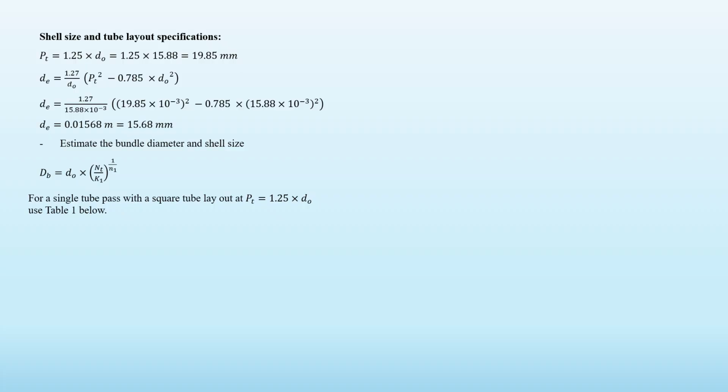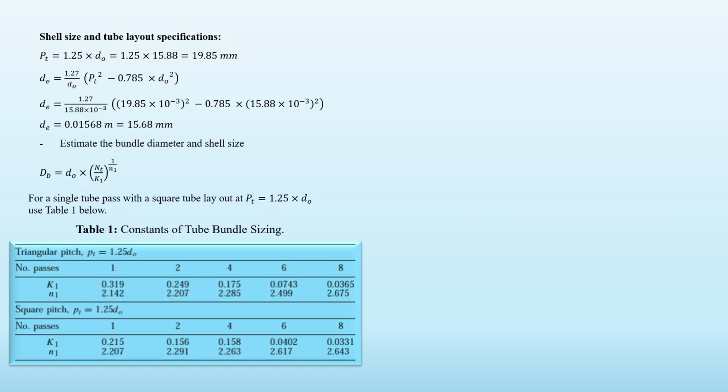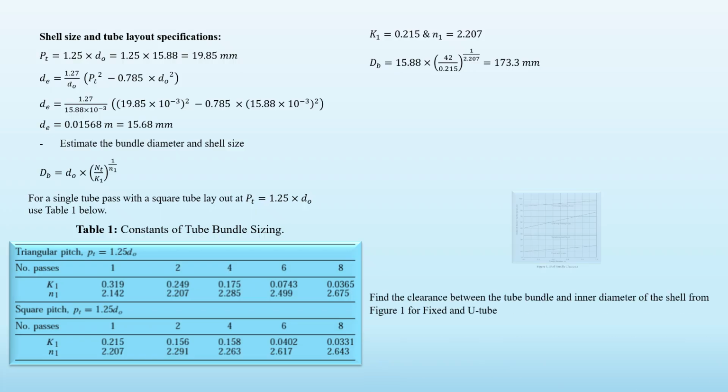For a single tube pass with a square tube layout, we may use this table number 1, which gives K1 equal 0.25 and N1 equal to 2.207. If we substitute the values in the equation of bundle diameter, we will end with 173.3 millimeter.